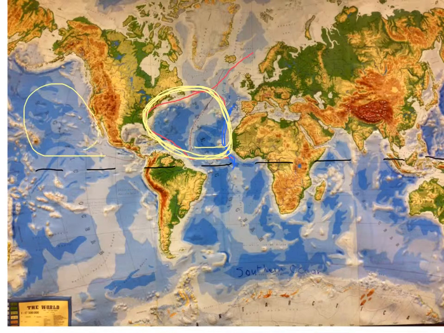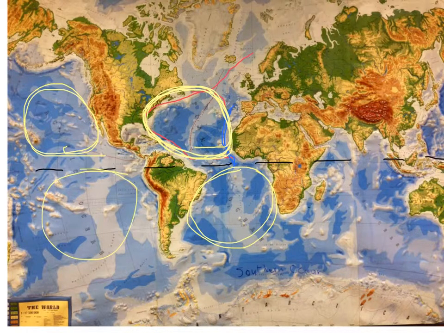There's a gyre over here. We have a gyre over here. We have a gyre right here. We have a gyre here, and we have one here. There's another gyre. And there's one in the Indian Ocean too. Let's see, I think it goes like this. Okay, so these gyres move in this direction.